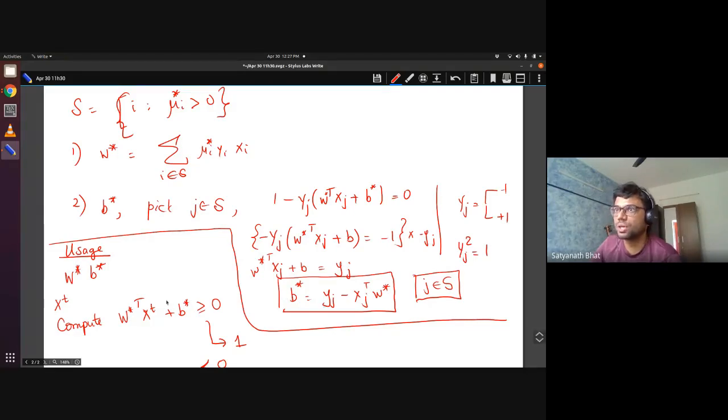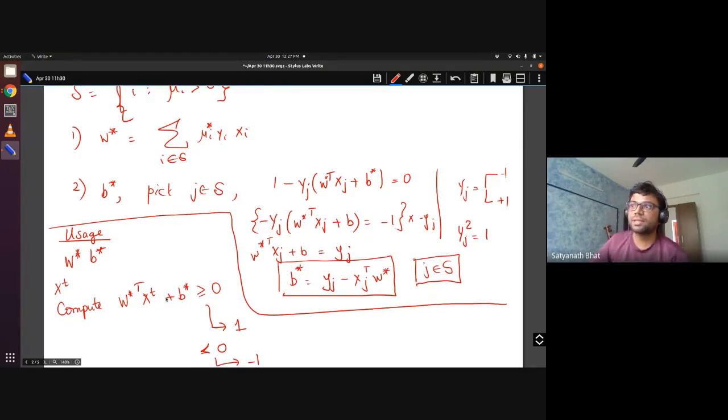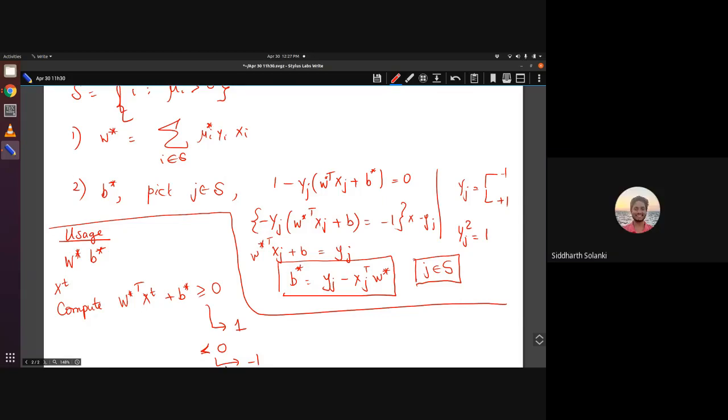And then once you are given a test point, how do you use it? For test points, we cannot demand that it will be greater than 1 or less than 1. That is too much to ask. So we will just do greater than 0 and less than 0. Is it clear? Yes, sir, it's clear.